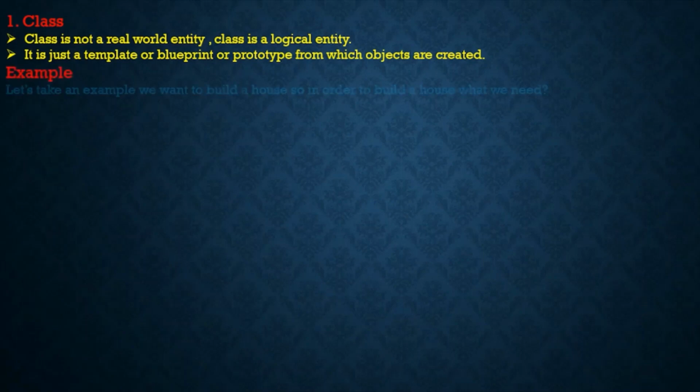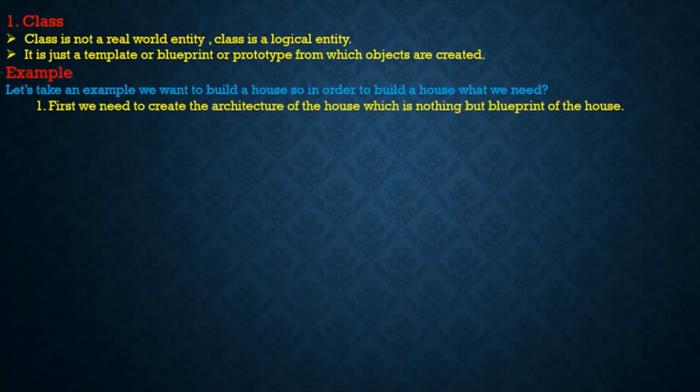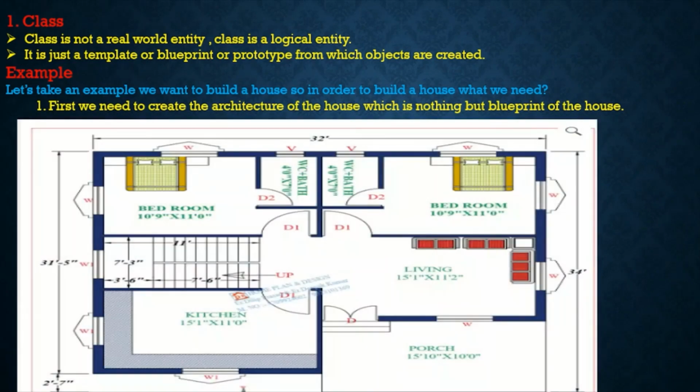So let's take an example. We want to build a house. This is the diagram I have kept. The architecture diagram is nothing but a blueprint for the real house. I have already spoken about this. We can build real houses from this architecture diagram. It is a blueprint for the real house in the real world.